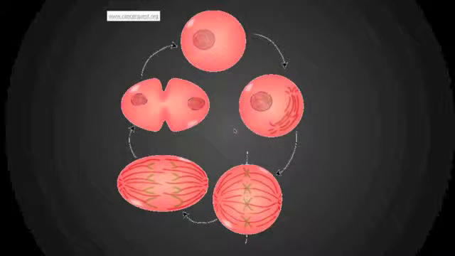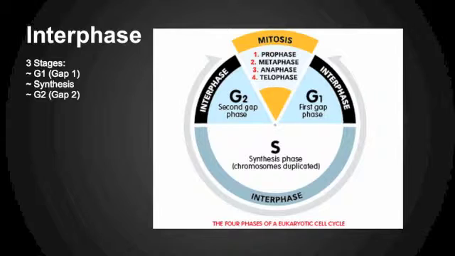The mitotic process begins with interphase. This is when the chromosomes duplicate and the cell prepares for cell division. There are three different stages of interphase. In the first stage, G1, or the first gap phase, the cell grows. Then, in the synthesis phase, the cell continues to grow as chromosomes are copied. Finally, in the G2 phase, or second gap phase, the cell grows more as it completes preparation for cell division.